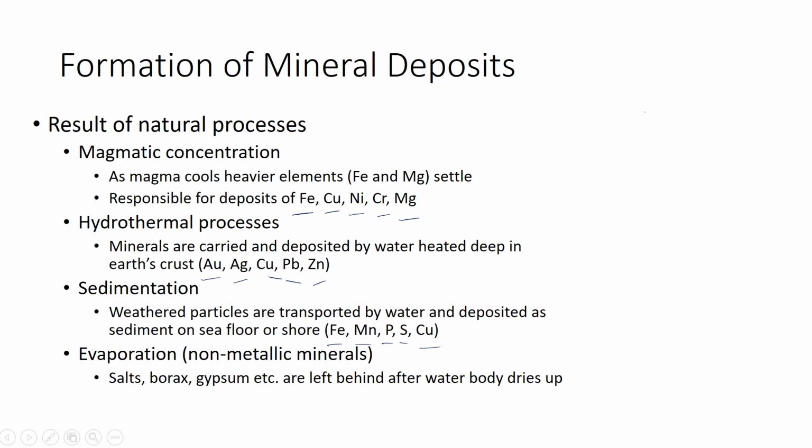And then evaporation can cause non-metallic minerals that are water soluble, so things like borax and salts and gypsum are left behind that we use for a variety of purposes. All right, so these are the 5 main methods by which minerals will aggregate into high concentrations in specific areas. Again, keep in mind, if you were to pick up a handful of sediments, you might find really, really small trace amounts of darn near everything. Okay, but we're looking for high concentrations of one particular mineral when we're getting ready to mine an area.